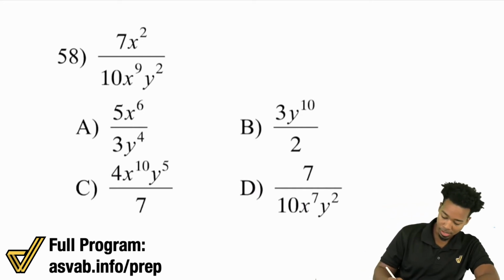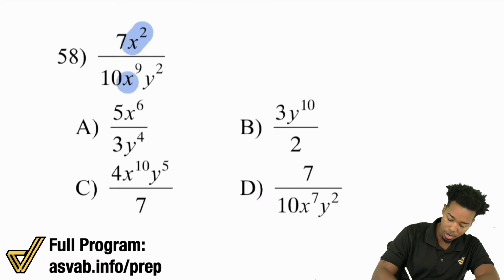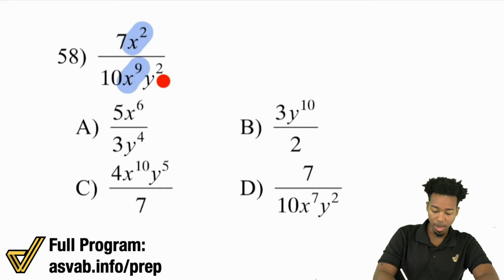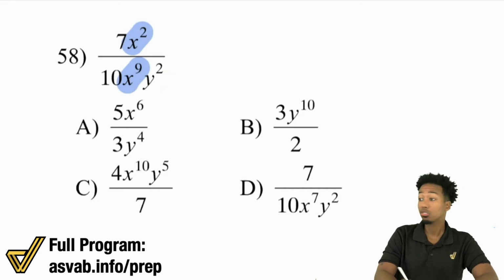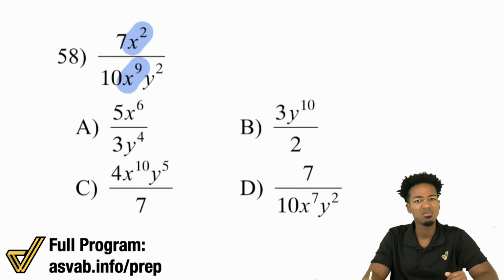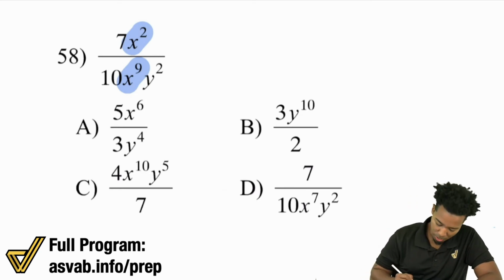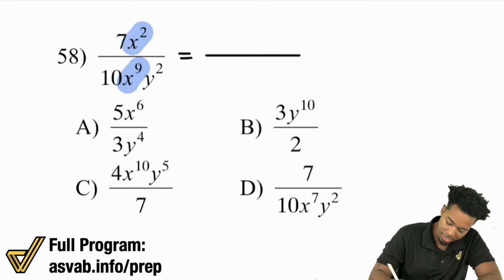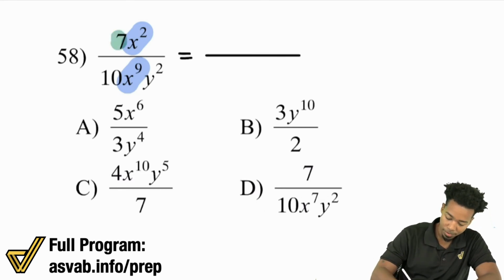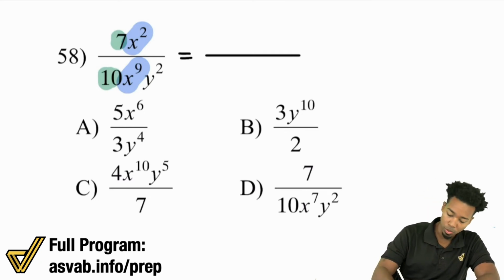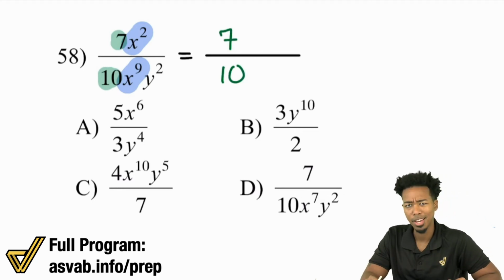And so what that means is, well, hey, x squared and x to the power of 9, those will interact. This y squared on bottom, it's going to stay on bottom. There's nothing else really stopping us or telling us to do anything. So that's it. So with that, here we go. Let's see, first we look at the 7 and the 10. Do they have anything in common? Absolutely not. 7 and 10 don't share any common factors, so we'll leave the 7 on the top and the 10 on the bottom.